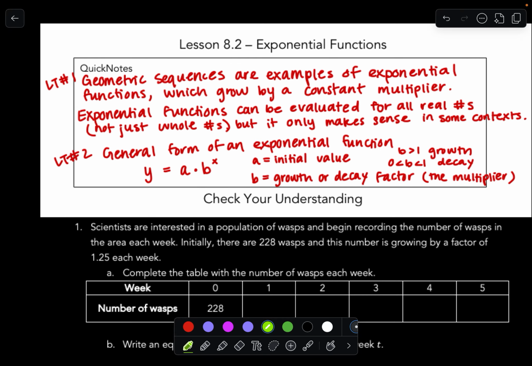One of the big things we got from our discussion in this lesson is your model for exponential functions: y equals a times b to the x. Now here is number one.